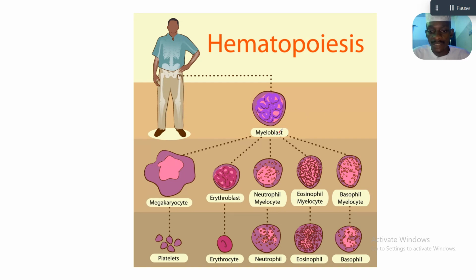You could see that this is starting from the myeloblast, and it's coming from the bone marrow. Myeloblast into megakaryocytes, myeloblast into erythroblast, myeloblast into neutrophil myelocytes, eosinophil myelocytes, and basophil myelocytes. Basophil myelocyte becomes basophil, eosinophil myelocyte becomes eosinophil, neutrophil myelocyte becomes neutrophil, and erythroblast becomes erythrocytes. Megakaryocytes become platelets. Don't worry, we'll get to see a more comprehensive picture.